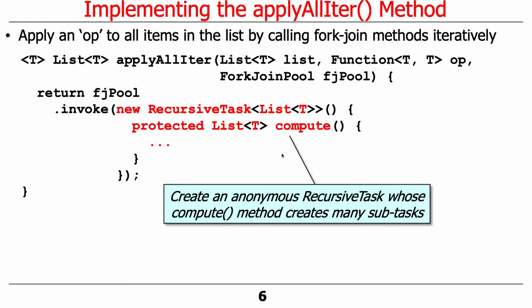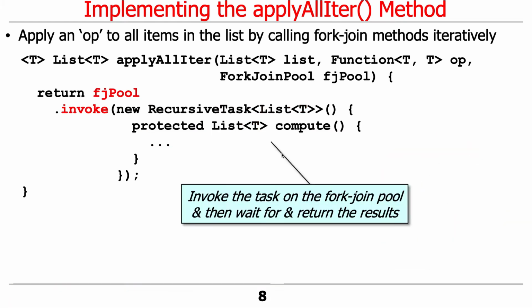Notice again that because fork join pool APIs were designed before Java 8 existed, we can't use a lambda expression here. This would be so much cleaner if we could make this a lambda expression, but we can't because of the fact that this was designed pre-Java 8. So that's the computation that'll take place, and that computation is going to be invoked by the fork join pool passed in as a parameter.